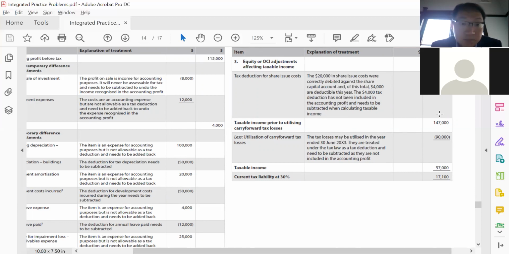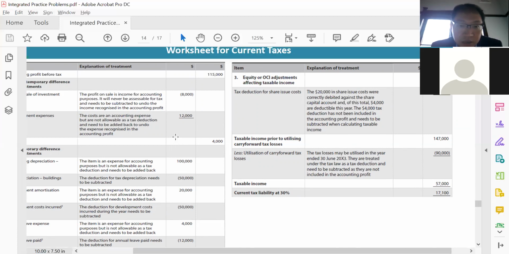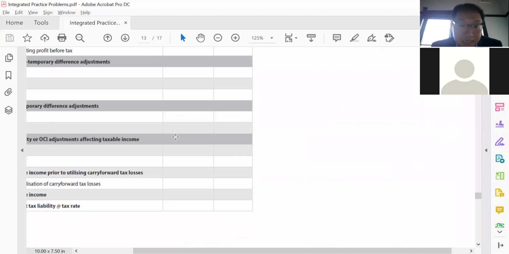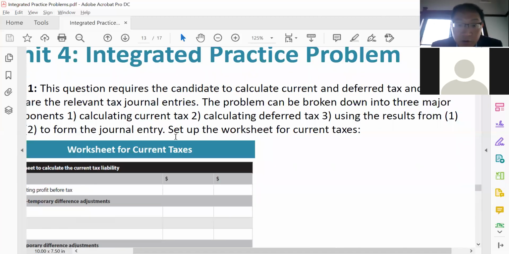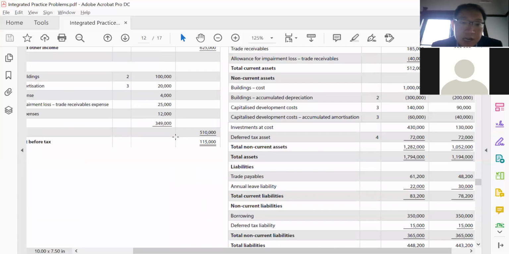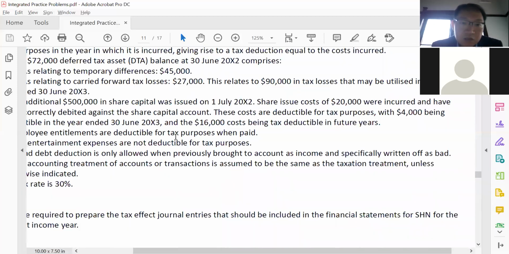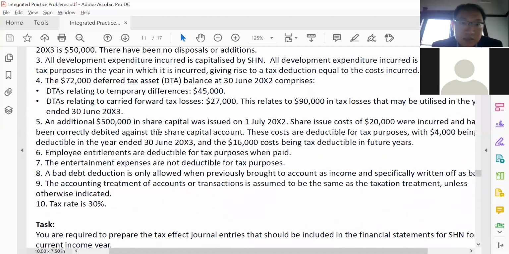Specifically, we are told in the other information that a component of the DTA is the result of a conversion of prior year tax losses. So what was that equal to? DTAs relating to carry forward tax losses was 27,000. Now the material last week, we spoke about how we converted tax losses into DTAs.